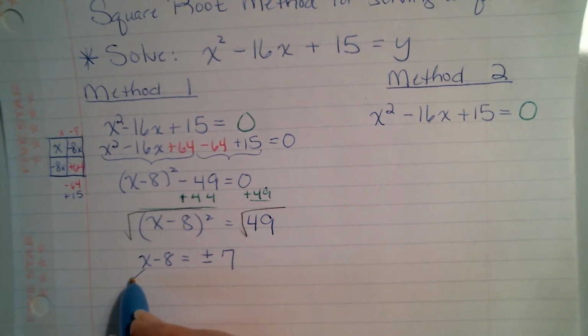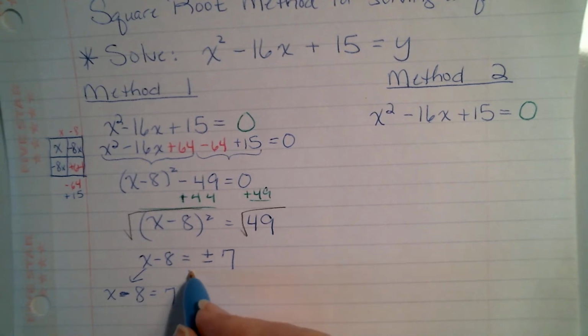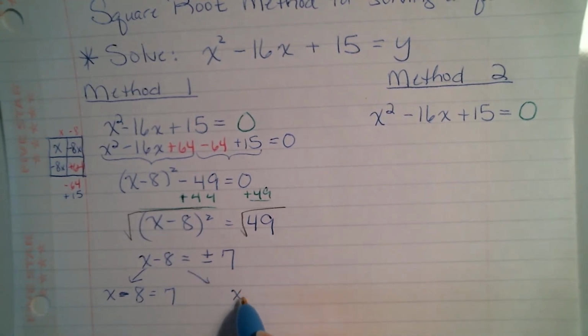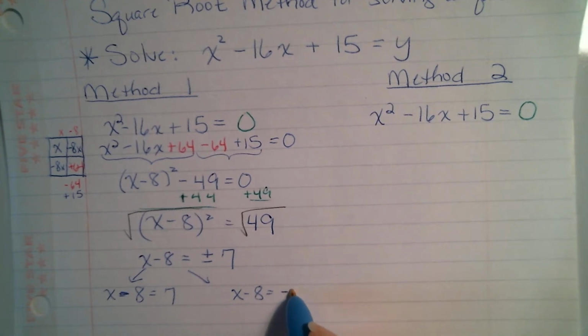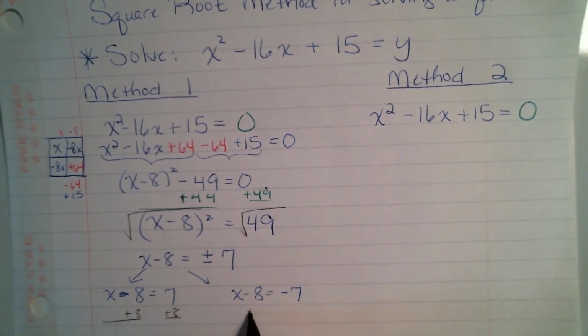It means it's going to intersect the x-axis twice. I'm going to solve it by saying x minus 8 equals positive 7. And then I'm going to solve it again over here. Say x minus 8 equals negative 7. Okay, so we'll add 8 both sides here. Same here. Right? And now I'm going to have x equals 15. And over here, x equals 1.